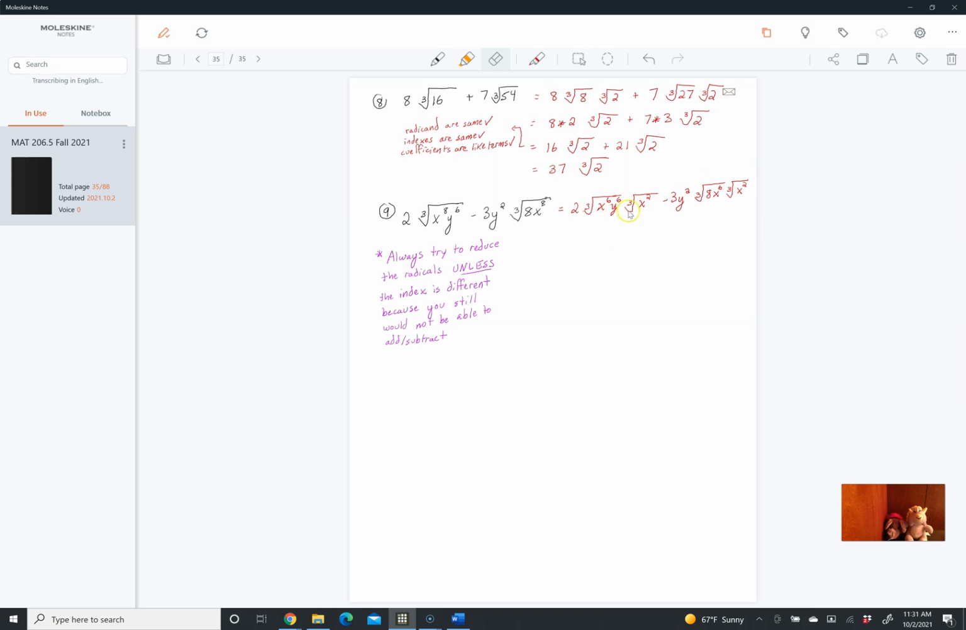Okay, so let's keep going. Now we have our perfect cube, so we just take the perfect cube. This cube root of x squared we can't do anything with. So now we have 2. Take the exponent and divide by the index. 6 divided by 3 is 2, so this gives us an x squared. Same thing with the y. 6 divided by 3 is 2, so we have a y squared. And then we have the cube root of x squared.